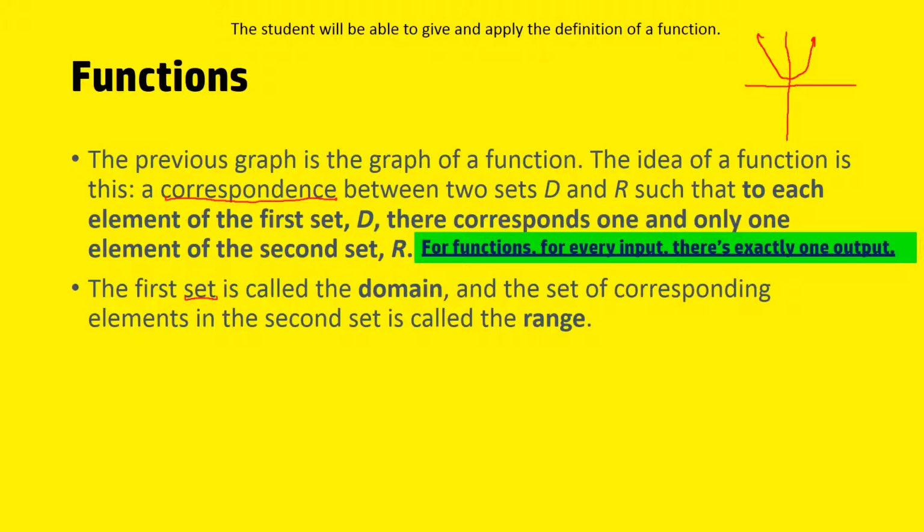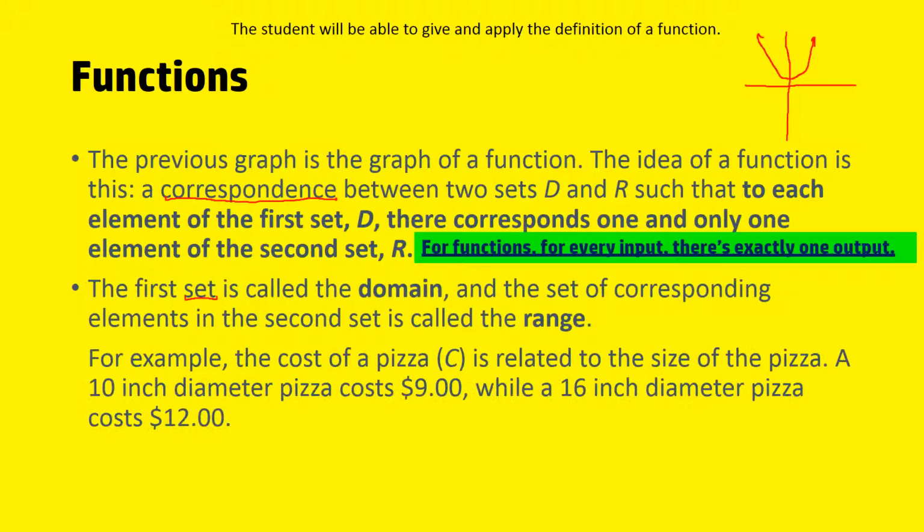The first set, the D, is called the domain. So the domain is a set. So if you're ever asked for a domain, and you will be, make it clear that you understand that you're talking about a set. For example, just an inequality would be inappropriate. An inequality is not a set nor an element of a set. The first set is called the domain, and the set of corresponding elements in the second set is called the range.